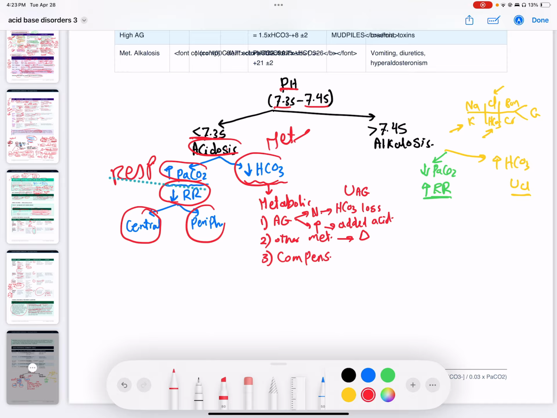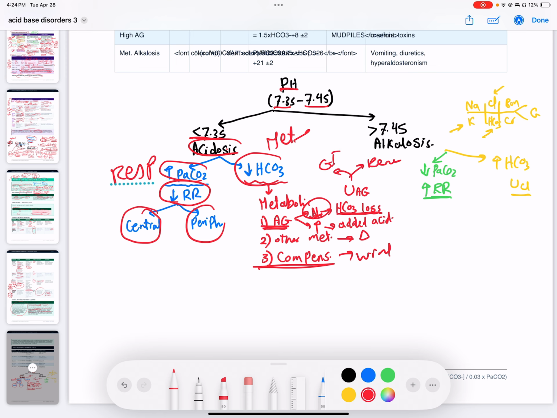And for the metabolic acidosis, we need to know the compensation. If there is respiratory compensation, we look for Winter's formula, but also we look at the anion gap to differentiate: is it normal anion gap or high anion gap? If it's normal anion gap, usually it's bicarb loss, and we do the urine anion gap to differentiate if this bicarb loss is GI or renal.